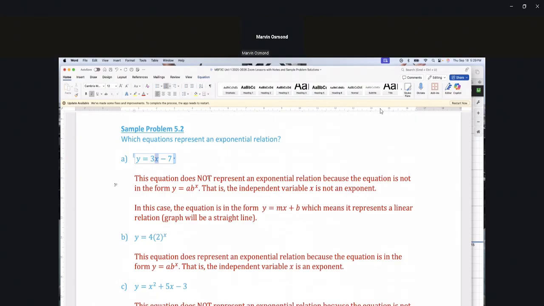So it is not an exponential relation because the equation is not in the form y equals a times b to the power x. That is, the independent variable x is not an exponent. So it doesn't look like this. Actually, in this case, the equation is in the form y equals mx plus b, which means it represents a linear relation. In other words, the graph is a straight line. So this particular one, y equals 3x minus 7, if you were to graph that, we'll do that right now.